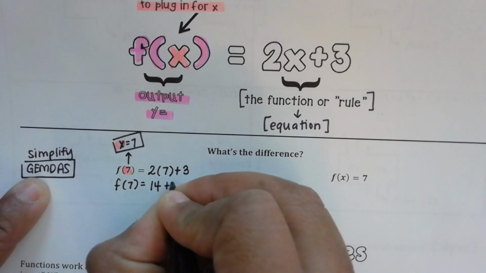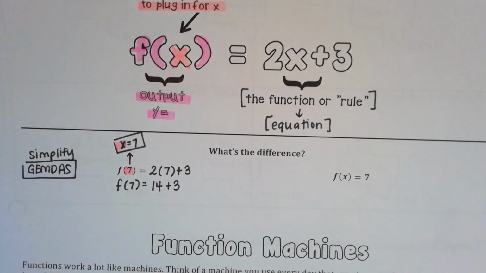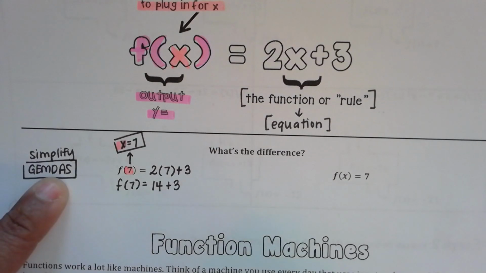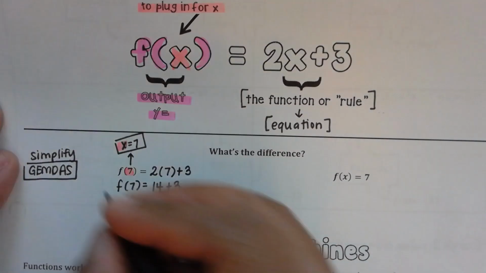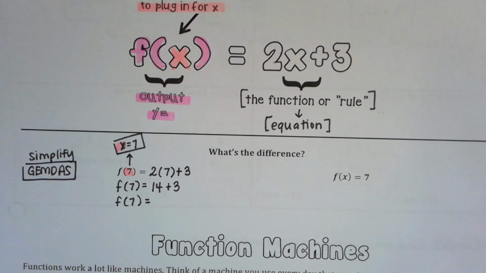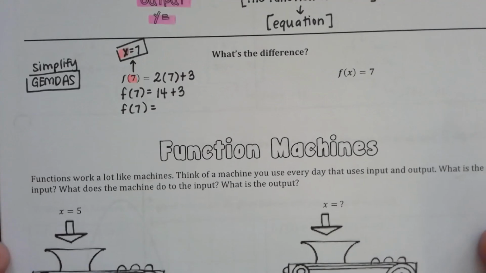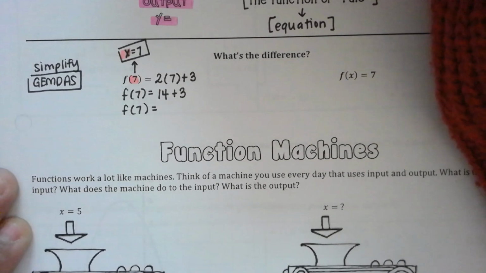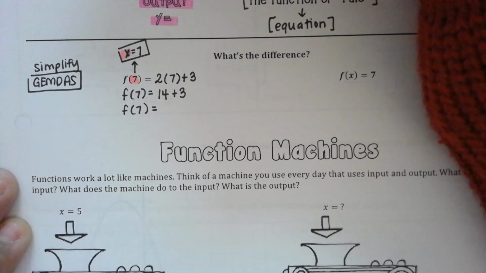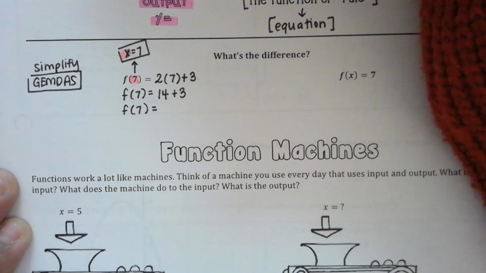What comes down behind that? Plus 3. Is there any other multiplication or divisions happening? Yes or no? No. So we move on. Is there any addition or subtractions happening? Yeah. What's being added? 14 plus 3. So we bring down f of 7 equals, and then we type in 14 plus 3. I'll tell you when, that way nobody feels left out or left behind.